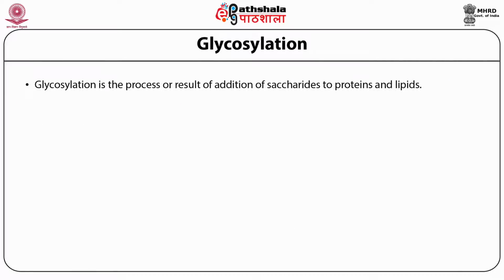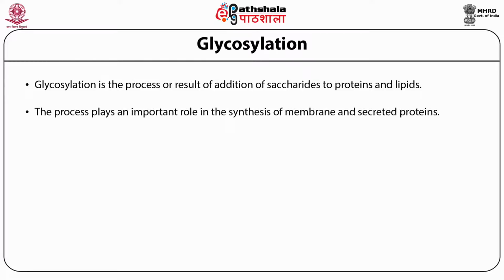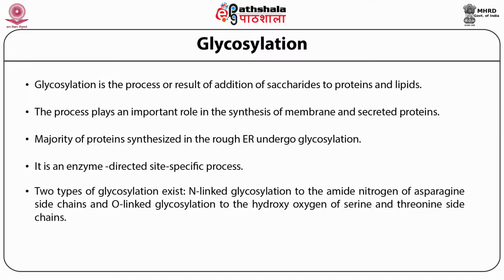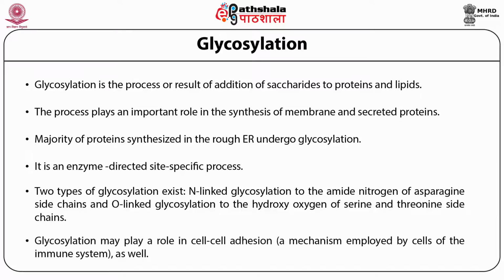Glycosylation is the process or result of addition of saccharides to proteins and lipids. The process plays an important role in the synthesis of membrane and secreted proteins. The majority of proteins synthesized in the rough ER undergo glycosylation. It is an enzyme-directed, site-specific process. Two types of glycosylation exist: N-linked glycosylation to the amide nitrogen of asparagine side chains, and O-linked glycosylation to the hydroxyl oxygen of serine or threonine side chains. Glycosylation may play a role in cell-cell adhesion, a mechanism employed by cells of the immune system as well.